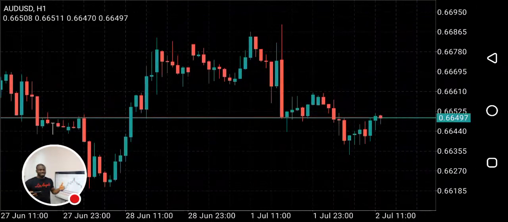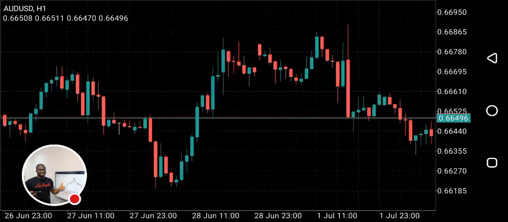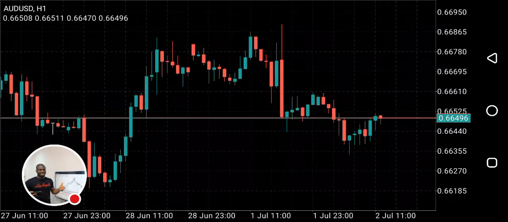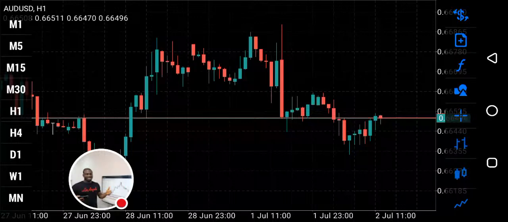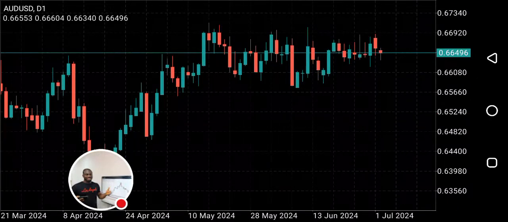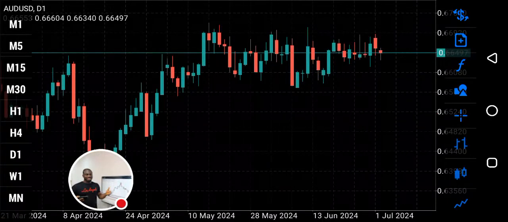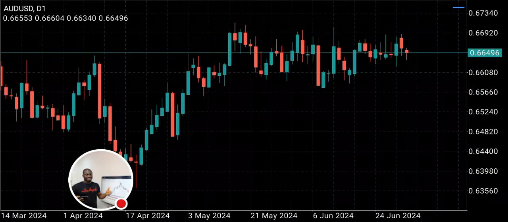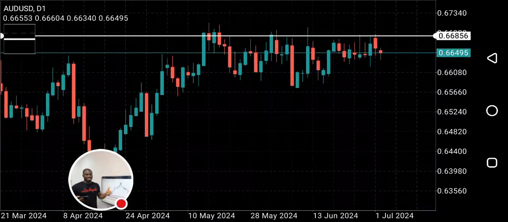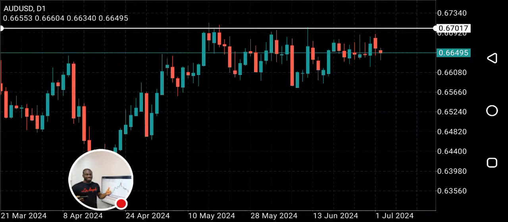Long term this week, my bias for Australian dollar USD is bearish. That's my bias. But I think they might still want to clear this buy side liquidity before going bearish.